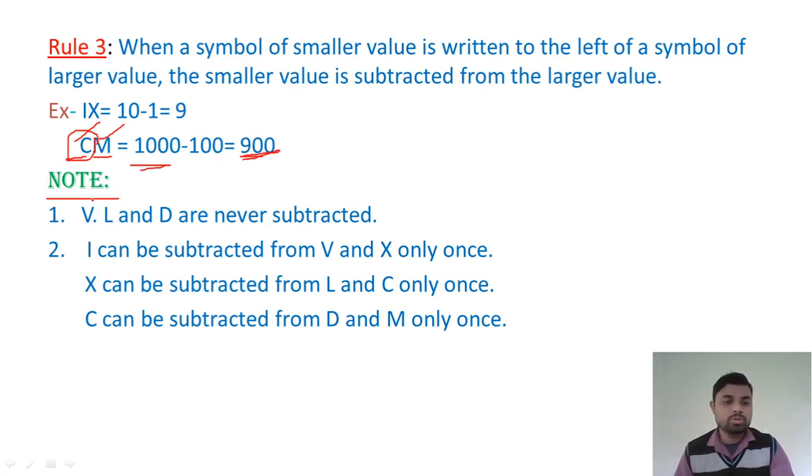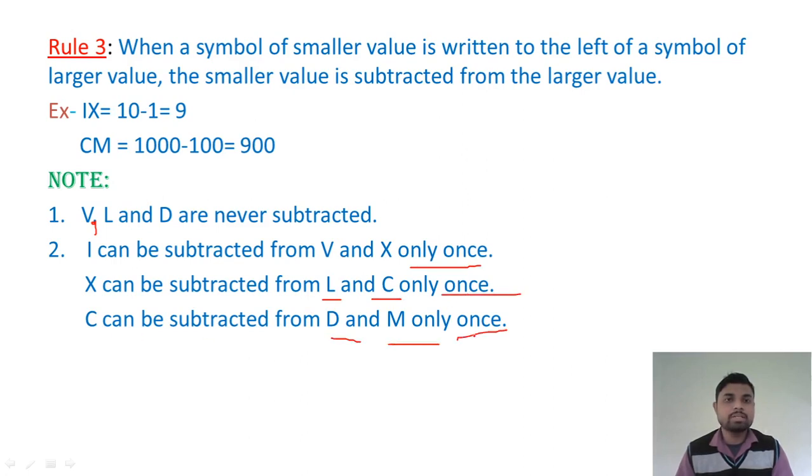Okay, and here some notes. Just see here: 1, V, L and D are never subtracted. And 2, I can be subtracted from V and X only once. X can be subtracted from L and C only once, and C can be subtracted from D and M only once. Okay, so these rules and the notes you have to follow when you write the numerals.